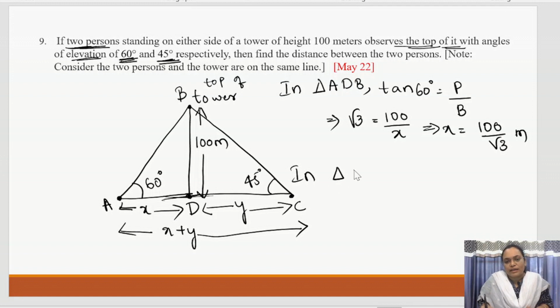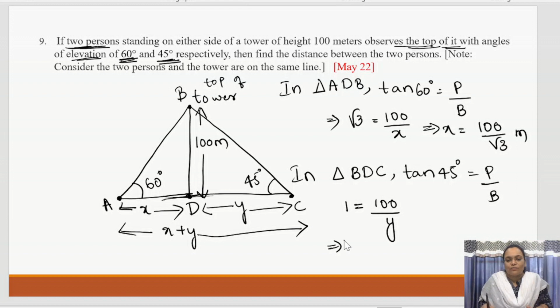Now, let us take the other triangle, triangle BDC. Here also, with respect to this angle, this will be the perpendicular and this will be the base. So, we can apply tan 45. Tan 45 is equal to perpendicular by base. What is tan 45? 1 is equal to perpendicular 100 by base y. So, from here you will get y is equal to 100 meters.